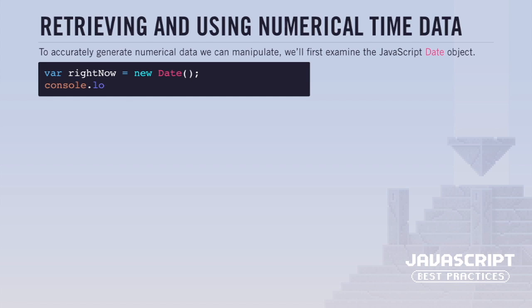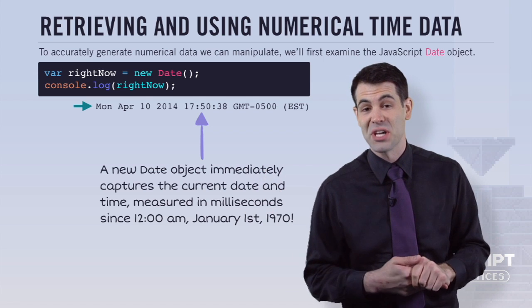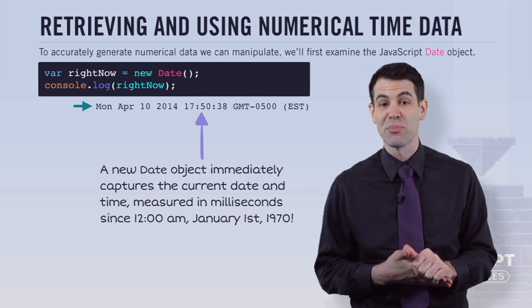you can see that if we logged out that RightNow variable, we get a whole bunch of date information back. You can see it was Monday, April 10th, 2014 when we called this console.log. Gives you a time value as well as a time zone. Now the new date object is immediately going to capture the current date and time, and that's going to be measured in milliseconds since 12 o'clock a.m. on January 1st, 1970. Apparently that's when they thought computers should use time. 1970, that's when time began for computers.